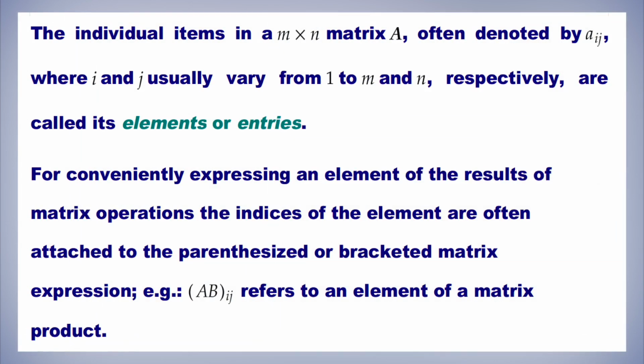The individual items in an m by n matrix A, often denoted by a_ij, where i and j usually vary from 1 to m and n respectively, are called its elements or entries. For conveniently expressing an element of the results of matrix operations, the indices of the element are often attached to the parenthesized or bracketed matrix expression. For example, (AB)_ij refers to an element of a matrix product.